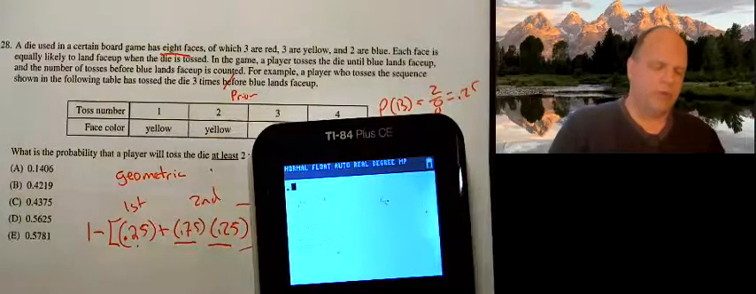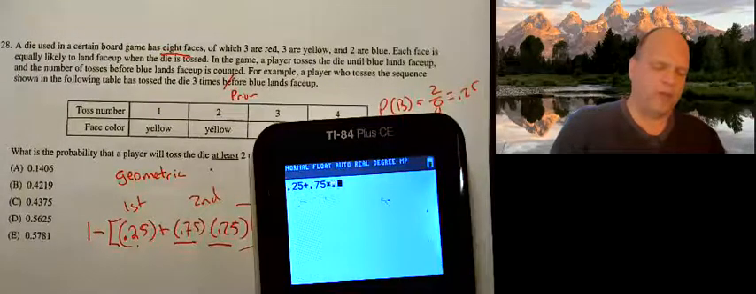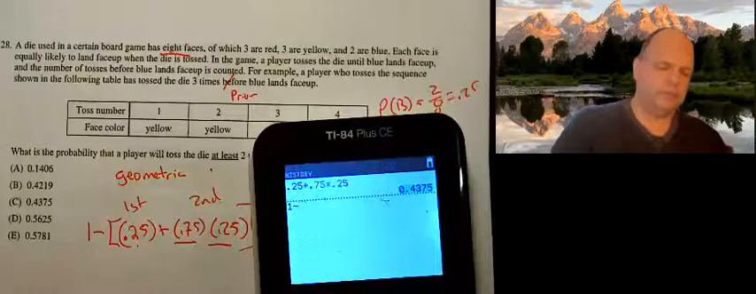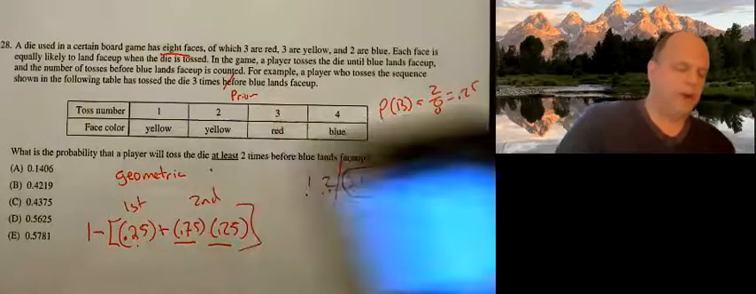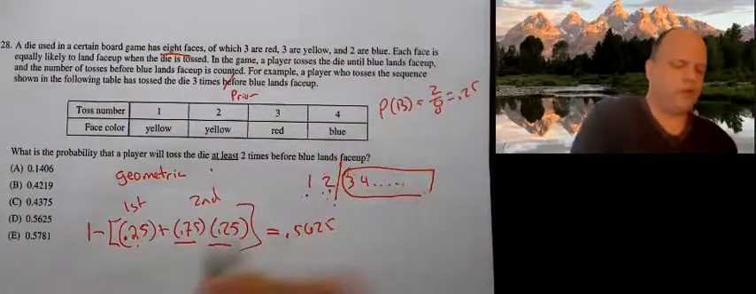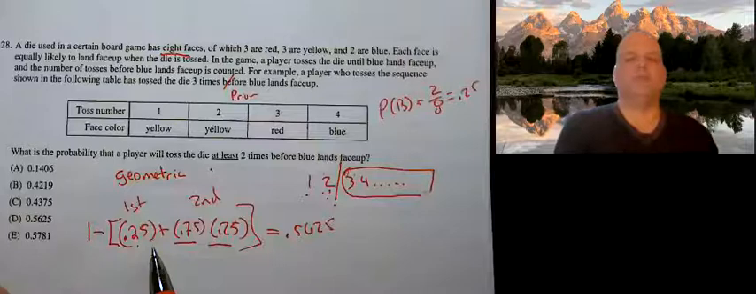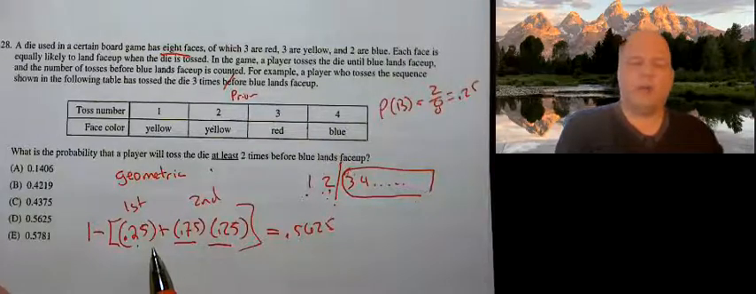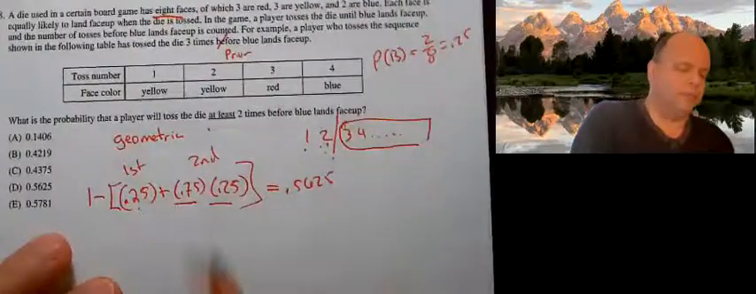So 0.25 plus 0.75 times 0.25. And then I'm going to subtract that from 1. And I get 0.5625. If I were showing work, this is what I would show. However, this can also be done on the calculator.